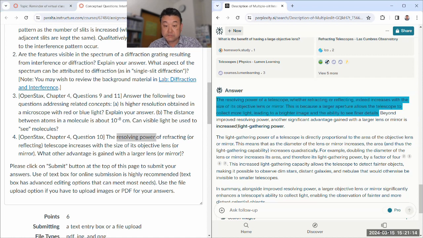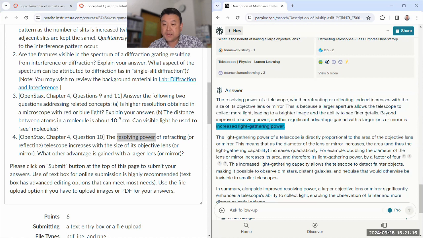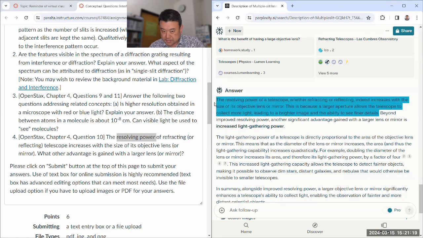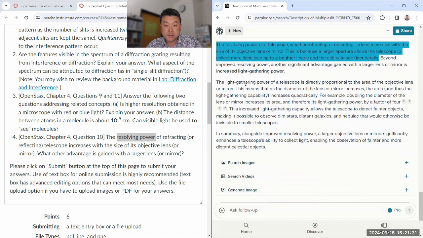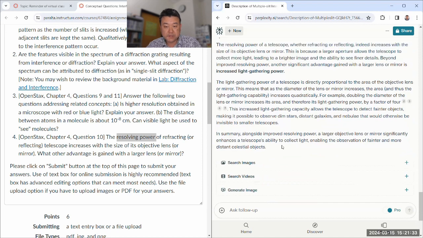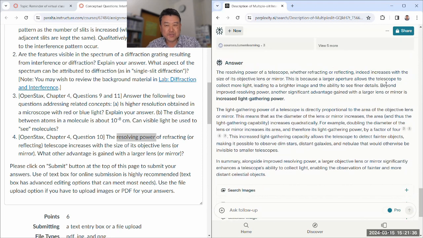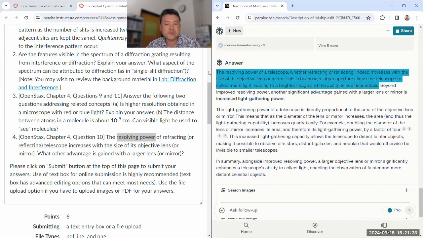Beyond this, this is right, and this statement is wrong. The larger aperture limits how much diffraction, how much spreading of light occurs. That's why you have better resolving power. And light gathering power, the rest is fine. So strike out these first two sentences, the rest is fine.